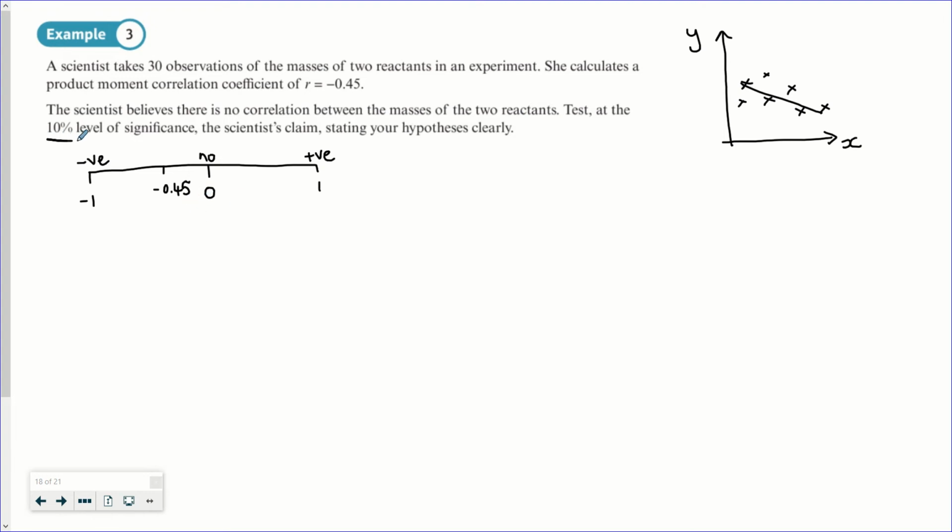And we're asked to test at the 10% significance level the scientist's claim that there's no correlation, stating our hypotheses clearly. So H0 is always the same. H0 is that rho equals 0. And just as a reminder, rho is the population correlation. So let's write that. The population correlation is 0, i.e. no correlation.